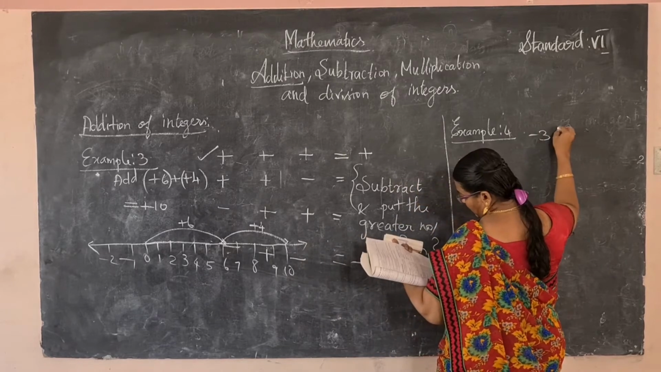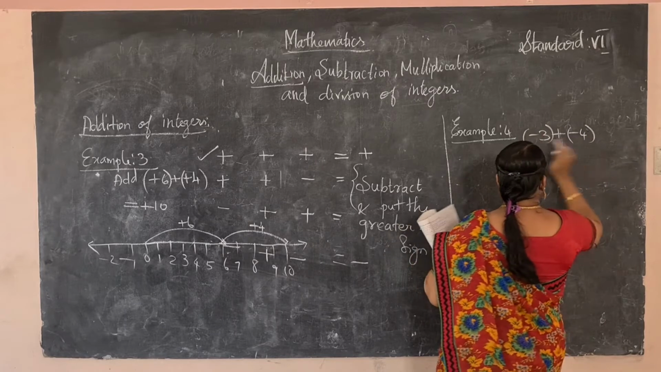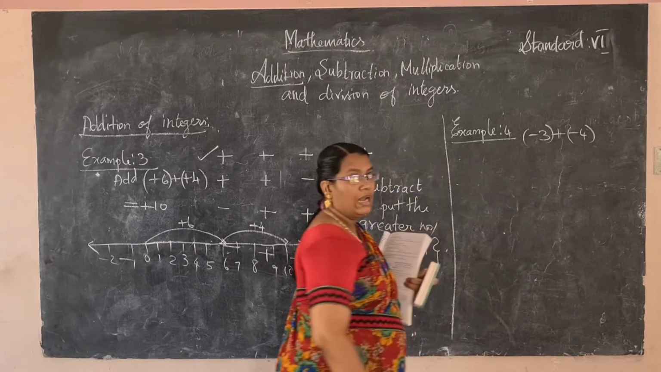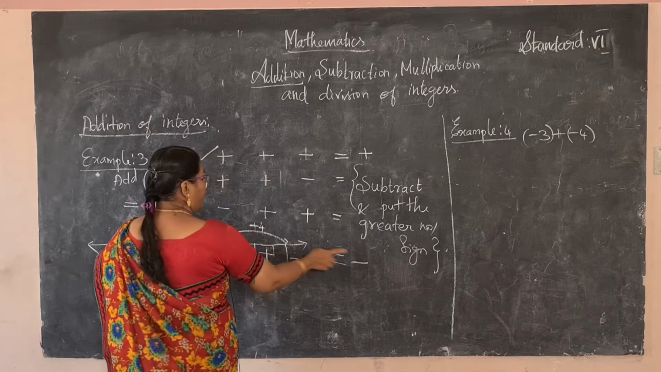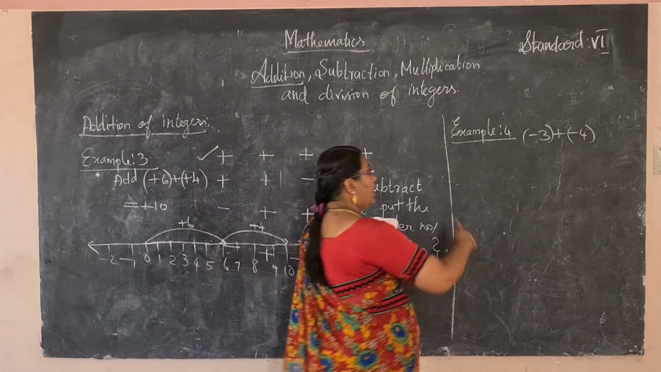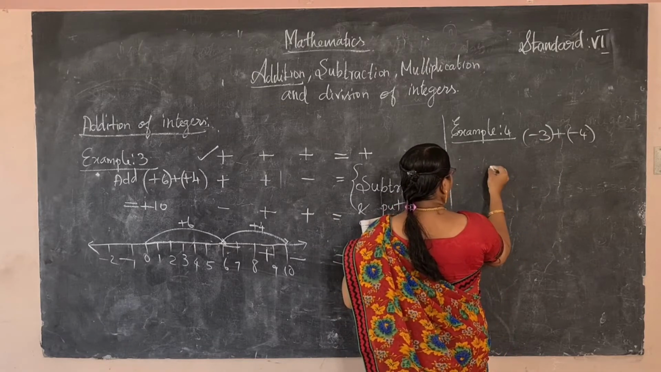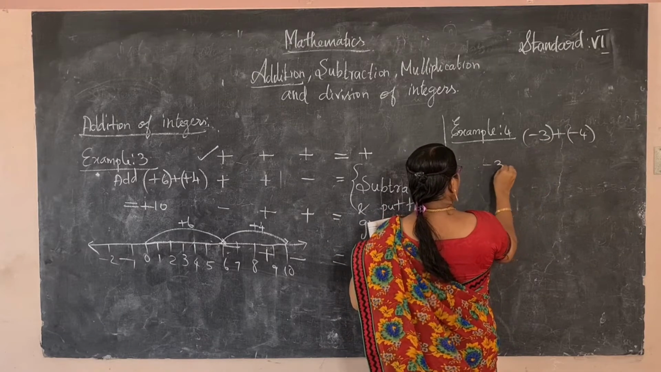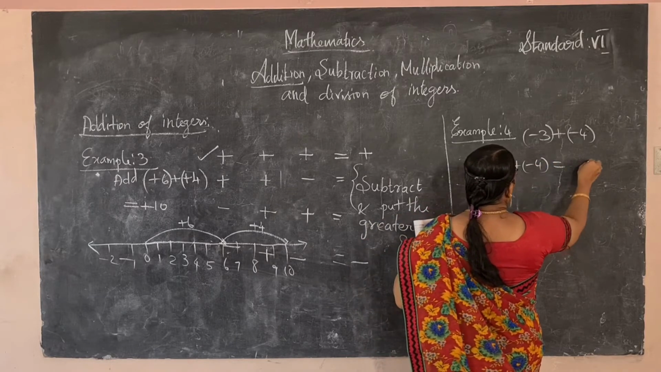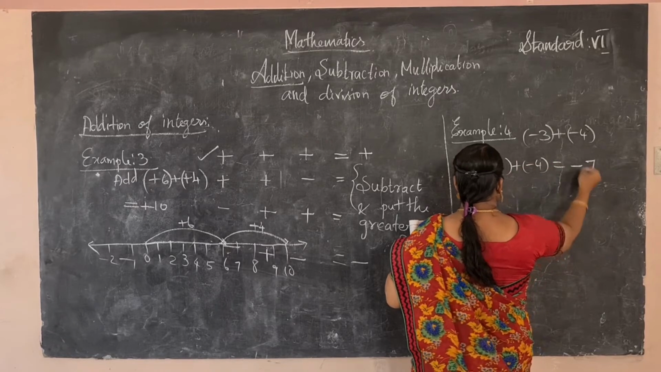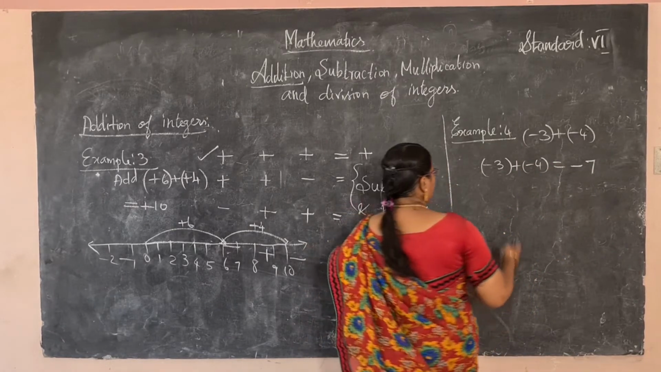Minus 3 plus minus 4. Here also two negative numbers come. What do we do? Add and put the same sign. So what are the values? Minus 3 plus minus 4: add to get 7, same sign, add and put the same sign. Okay, so the answer is minus 7.